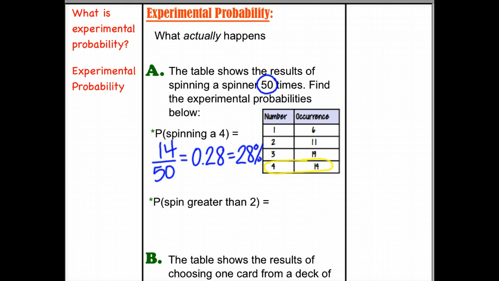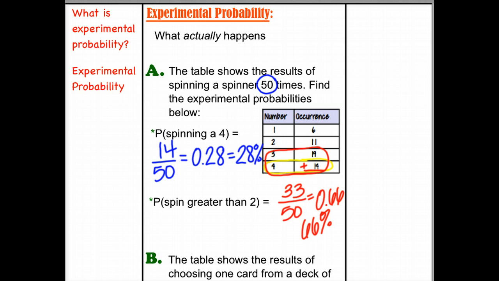A spin greater than 2 is going to be anything above 2, which is here. So we're going to take 19 plus 14, which gives us 33 out of 50. If we divide 33 by 50, we get 0.66, which is 66%.